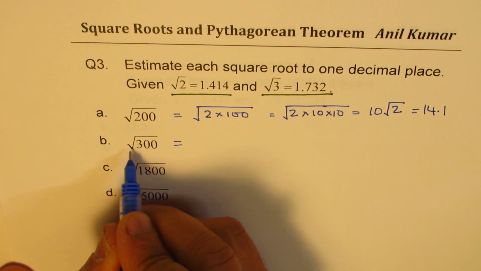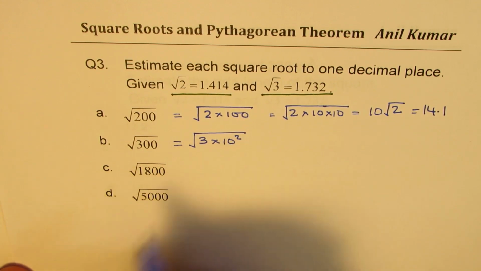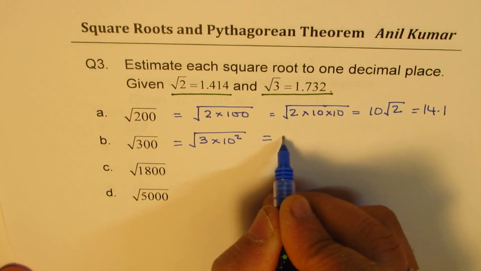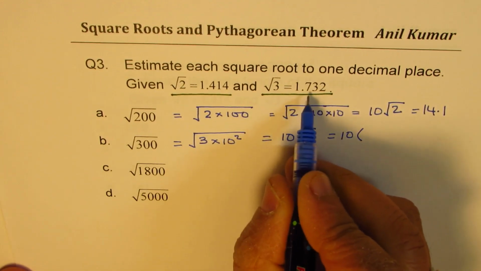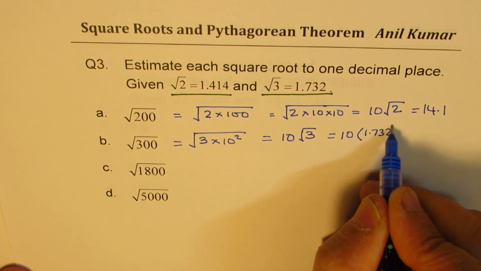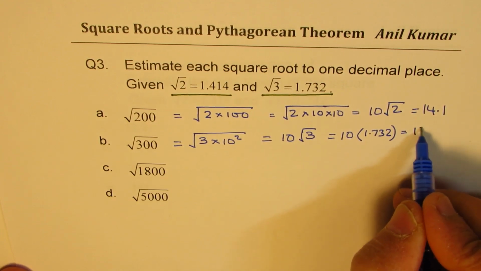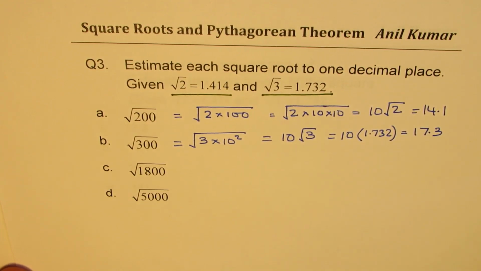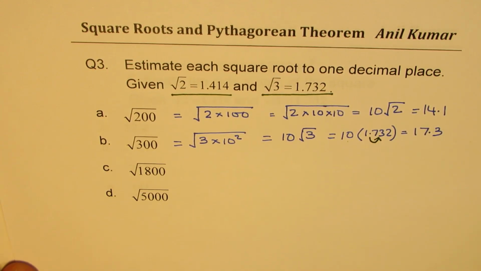Next one, square root of 300 means square root of 3 times 10 square, right? Which is 100. 10 square is 100. So that means one of those 10s can come out. We have square root of 3 and we know square root of 3 is 1.732. So when you multiply, we just need to move the decimal one place to the right. We get 17.3 as our answer. Did you see that part, right? So 10 means move the decimal one place to the right. So now you understand how we could also work with non-perfect square roots, correct?